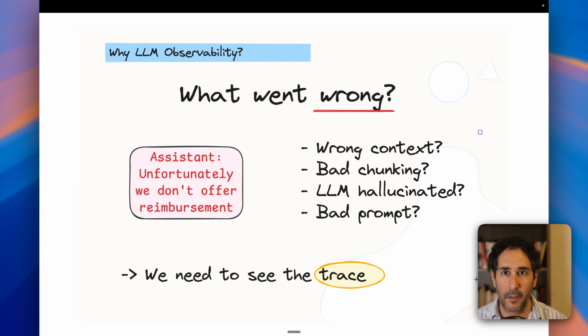And how to do that? The best way to do it is to see the trace. Really a view of all the function calls, which inputs, which outputs, and where exactly things went wrong. If you need to debug, and you need to debug agents, you need observability.